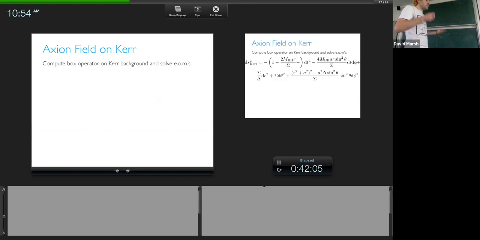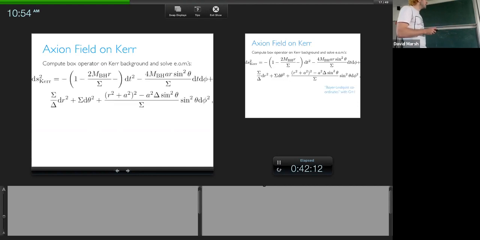So we just need to compute the box operator on the Kerr background. I say just, I haven't actually done this exercise myself, because this is what the Kerr metric looks like in Boyer-Lindquist coordinates. The ds squared has some prefactor on dt squared, looking a little bit like Schwarzschild, but because Kerr is rotating, you've got dt dφ mixed up with the rotation, and you've got dr squared, dθ squared, and then a slightly different sin squared θ dφ squared, again because of the angular velocity of Kerr.